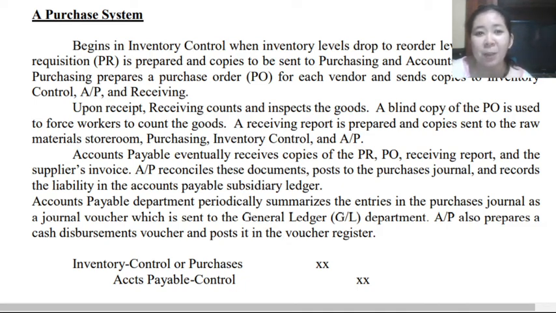The accounts payable department will periodically summarize the entries in our purchases journal as a journal voucher, which is sent to the general ledger department. After that, the accounts payable department will also prepare a cash disbursement voucher and will post it in the voucher register once the payment or settlement is approved.